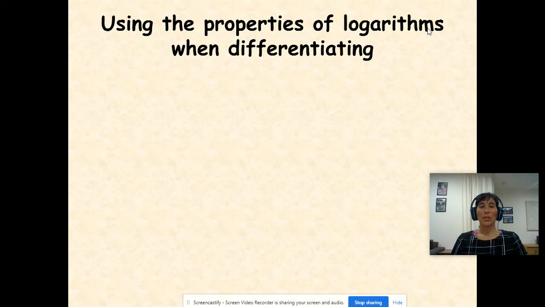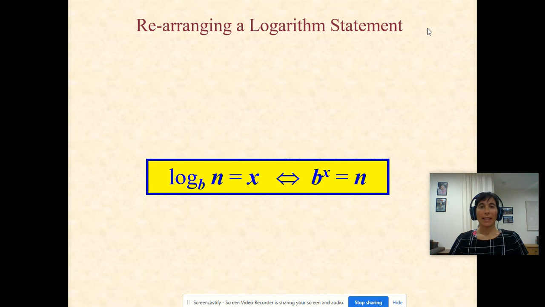Kia ora. Using the properties of logarithms when differentiating. Last year, we looked at these notes and I thought I'd recap them before we actually look at differentiating some logs in more depth. So, rearranging a logarithmic statement.